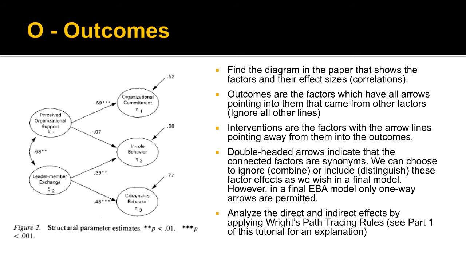Double-headed arrows indicate that the connected factors are really synonyms. We can choose to ignore by combining or include and distinguish these different factor effects as we wish in developing a final model. However, typically in a final EBA model, we only choose one of these two factors to represent in the final model and eliminate the double-headed arrows. We analyze the direct and indirect effects by applying Wright's path tracing rules. Again, please refer to part 1 of this tutorial for an explanation and example of how to calculate a Wright's path tracing rule.